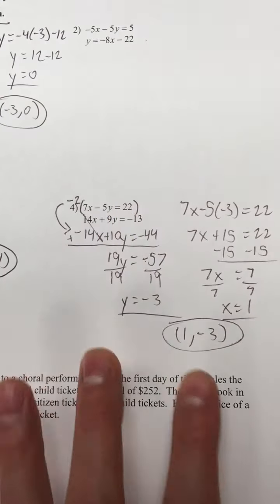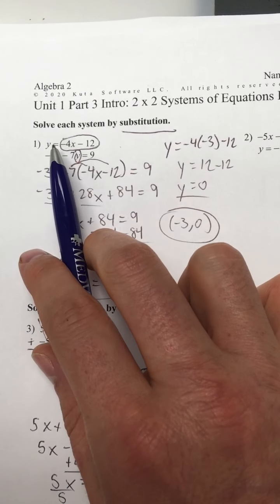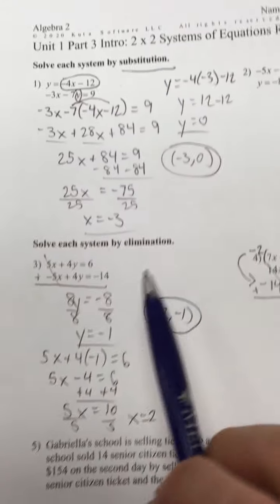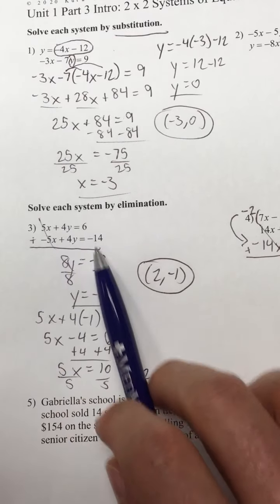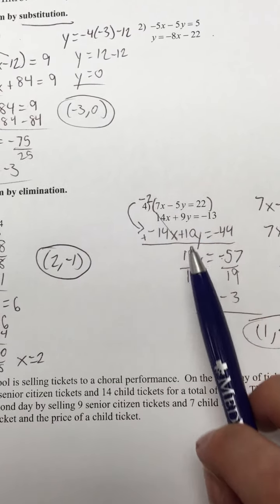That's the elimination method. Again, substitution is easier when you already have a variable by itself, or it's easy to get a variable by itself. Elimination is easier when everything lines up and it's easy to cancel something out. Sometimes you have to distribute first to make something cancel.